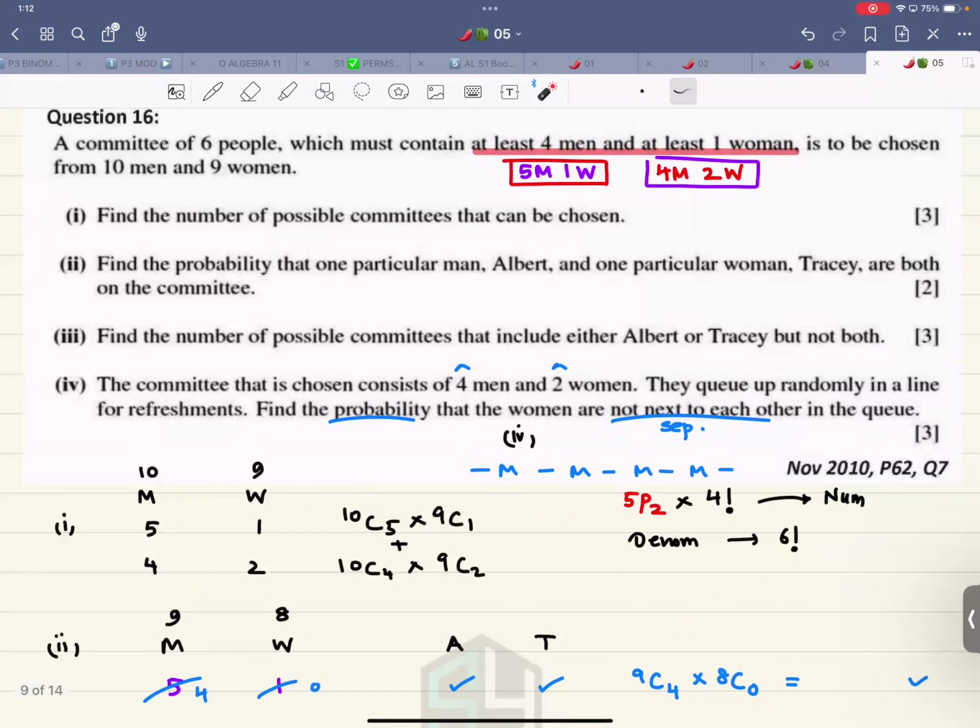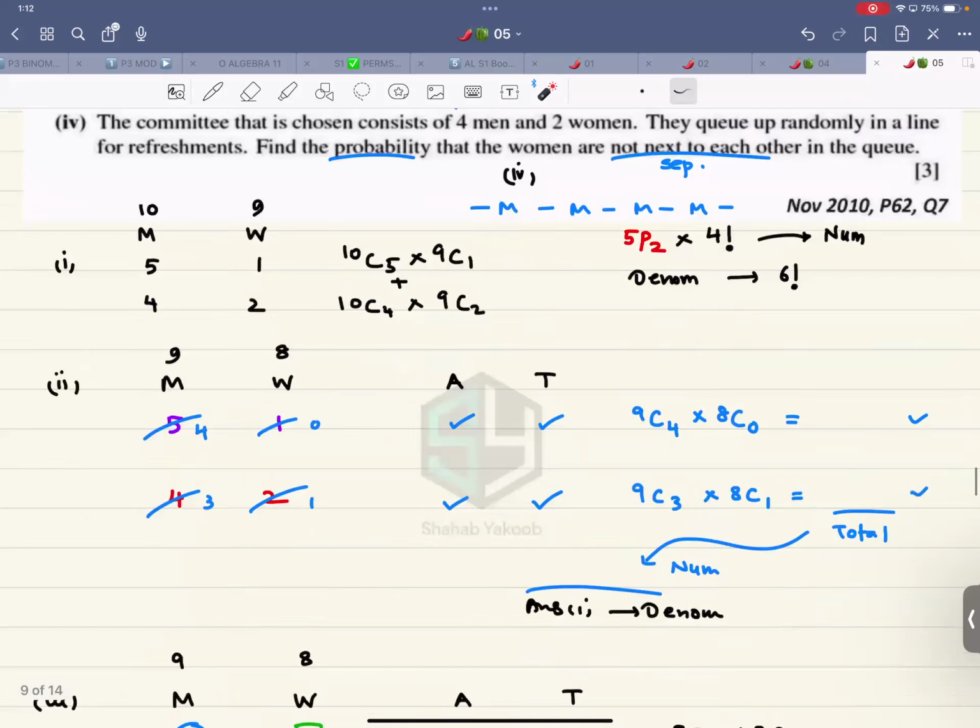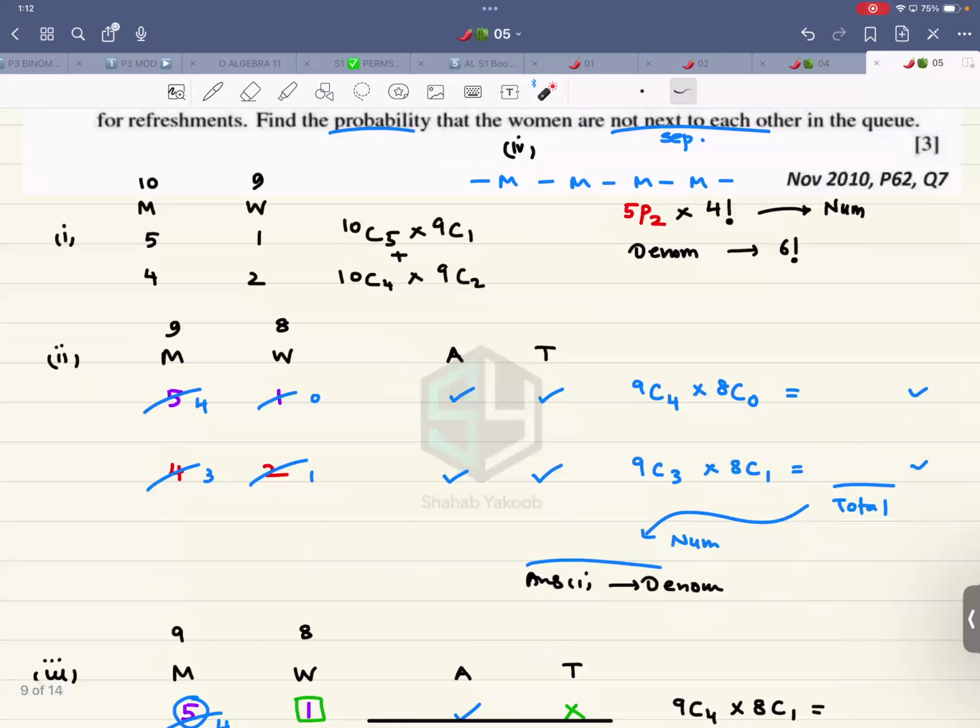The second part, find the probability that one particular man, Albert, and one particular woman, Tracy, are both on the committee. If they are both on the committee, out of 5-1, I just need 4-0 because they are already chosen. And out of 4-2, I now need 3-1 because they both are already chosen. So therefore, now also this 10 became 9 because Albert is over here. This 9 became 8 because Tracy is over here.